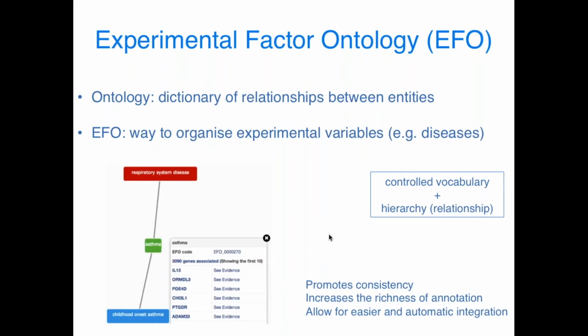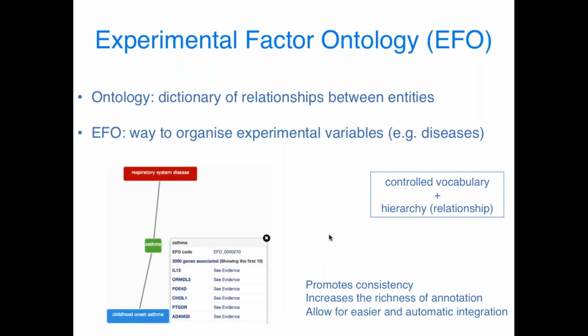We need the diseases to be classified and organized in a way following an ontology. So some of you may or may not have heard the word before, ontology. You can think of it as a smart dictionary of relationships between entities. So in this case, it's a smart dictionary of relationships between diseases. The ontology of choice when it comes to diseases for Open Targets is the EFO. EFO stands for Experimental Factor Ontology, and it was created at the EBI and it's maintained by the EBI. So it's a way to organize diseases.